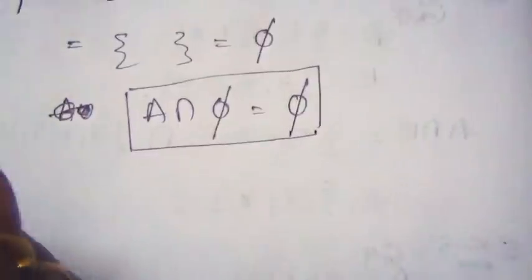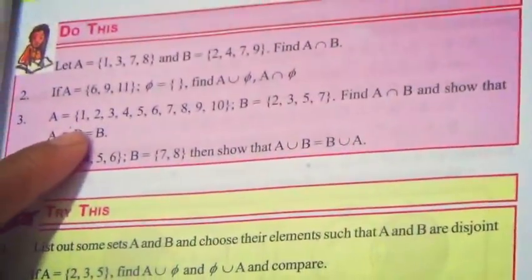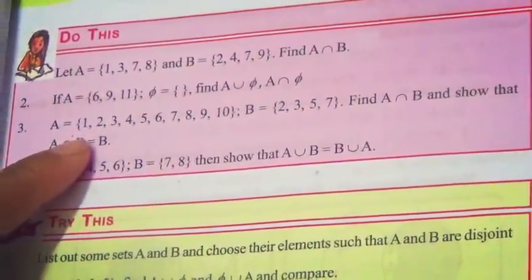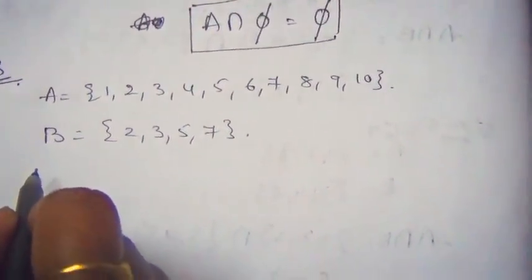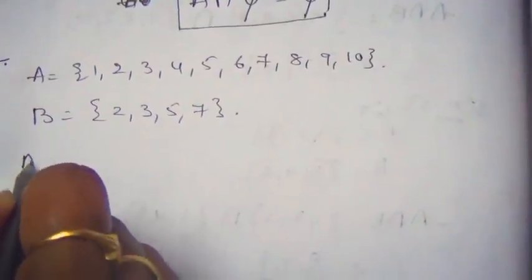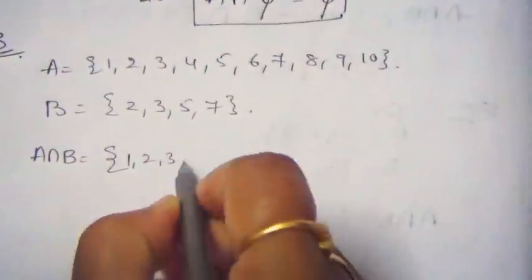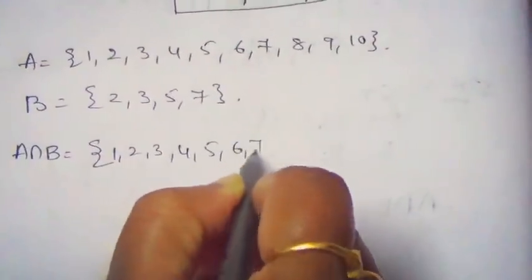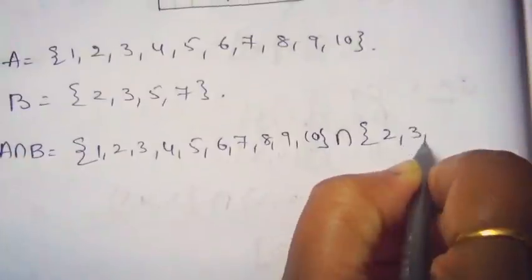So third sum now. Given that A is equal to the set of 1, 2, 3, 4, 5, 6, 7, 8, 9, 10. B is equal to 2, 3, 5, 7. Find A intersection B. What are the elements in A? Intersection B, 2, 3, 5, 7.